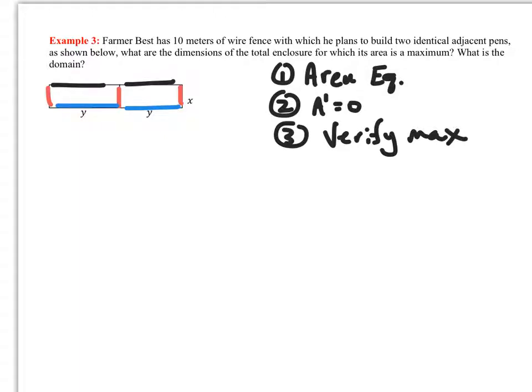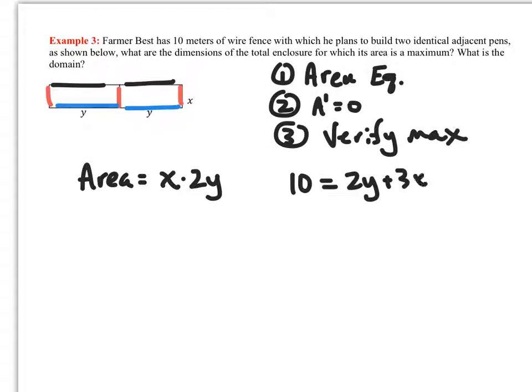The area of this enclosure will equal x times 2y. Okay, so let's also talk about the total amount of fencing, the 10 meters of wire fencing. Well, we know those 10 meters would equal 2 y's plus 3 x's.